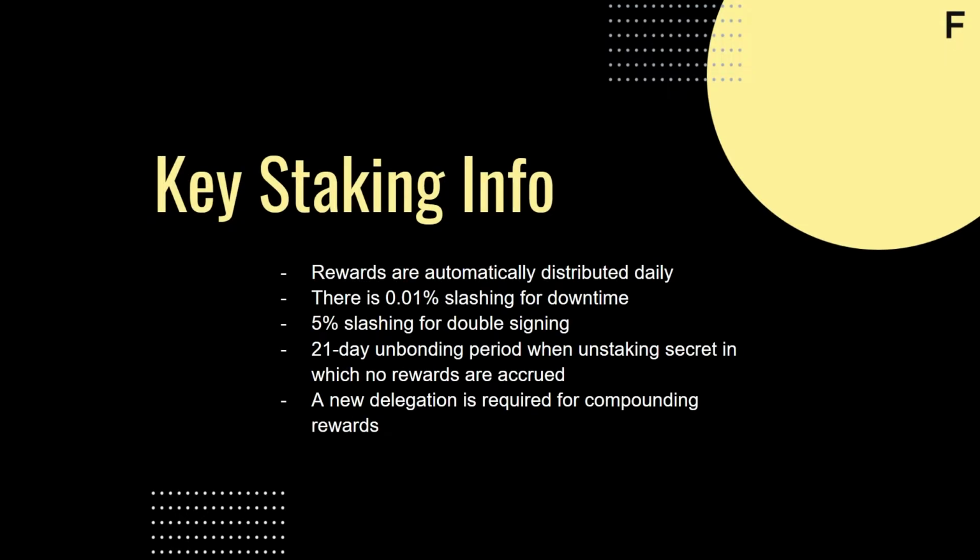Rewards are automatically distributed daily. There is a 0.01% slashing fee for downtime and 5% slashing for double signing. There's a 21-day unbonding period, and during this time, no rewards are accrued. A new delegation is also required for compounding rewards.